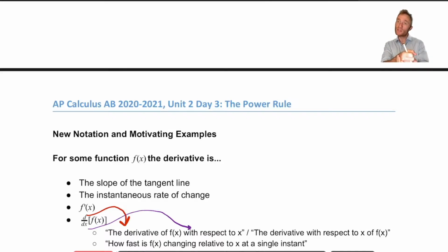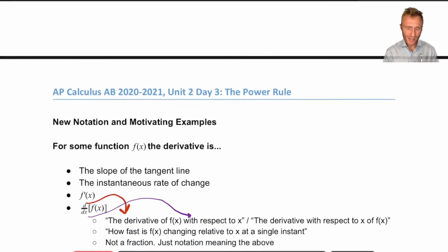You put your speed gun on it. What is the rate of change at that one point in time? That is the derivative. We would say the derivative with respect to x of f of x. How fast is y changing relative to x? Again, it's not a fraction. It's just we say that out loud, the derivative with respect to x of f of x.